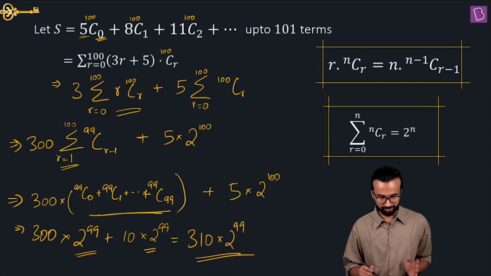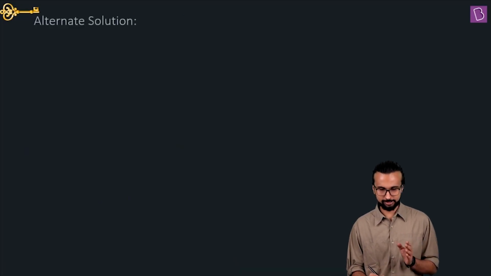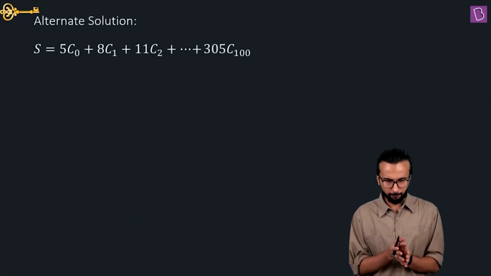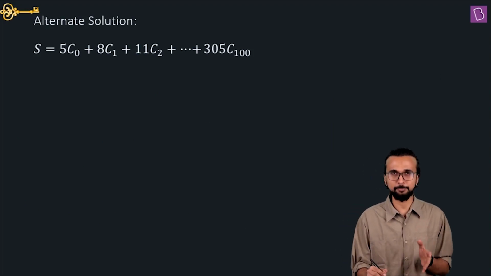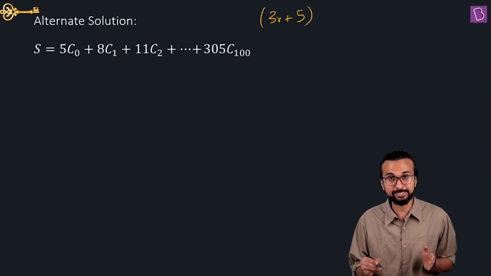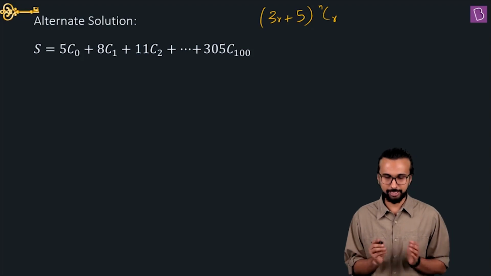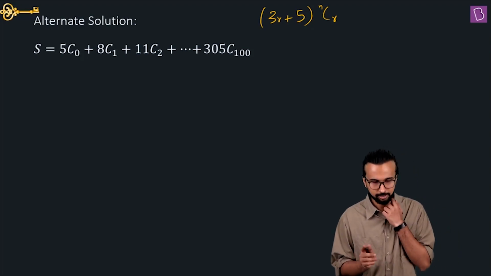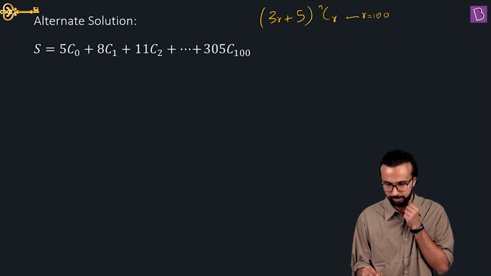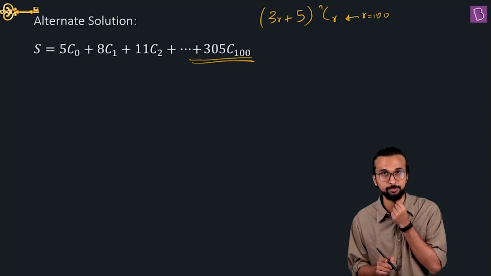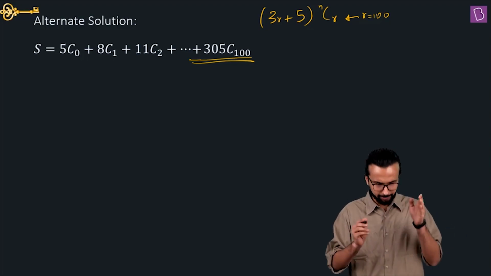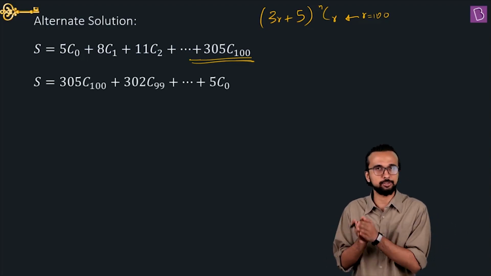Got that? All right. So now let's try another method to solve this same problem. I have S here. I found that my general term would be (3R plus 5) into NCR. When I look at the 101st term, I put R equal to 100 into this. That's how I get the 101st term. Now what do we do? We take the series and write it in the reverse order. I'm writing the same series again, just in reverse order.